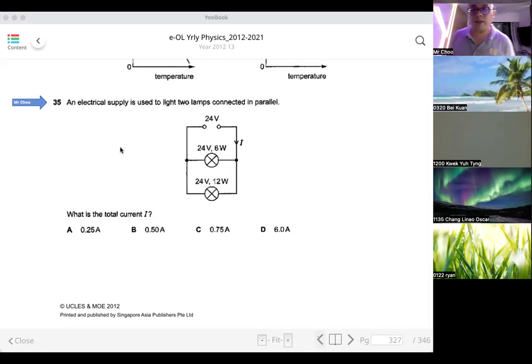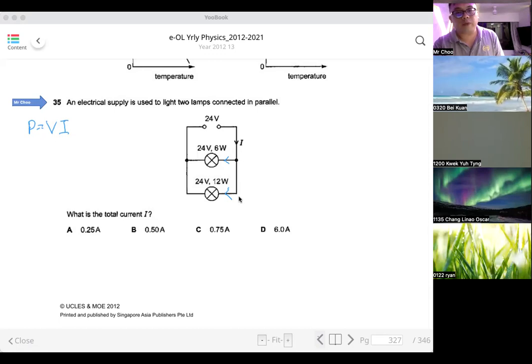Okay, so let me share with you what Ryan did, which I did not think of before. Can you see over here? For this question, we all know that power is equal to V times I, correct? For each of these bulbs, you are given the power as well as the voltage. Can you find the missing variable I?